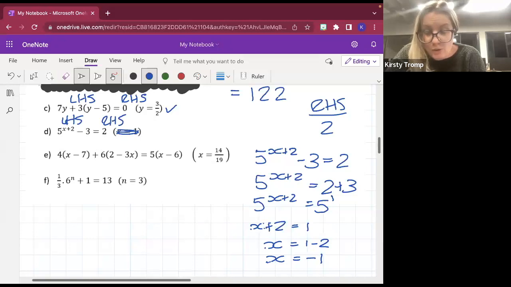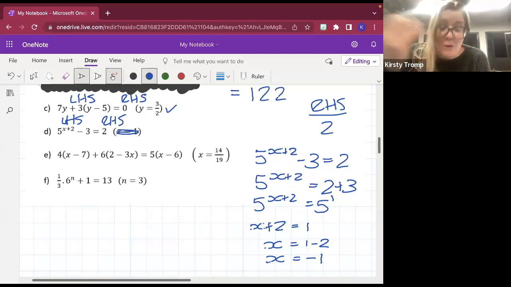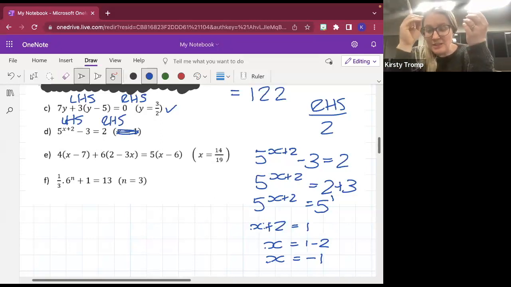Okay, so now, what do we know? We know that if it's just 5, then what's the power of 5? It's going to be to the power of 1. Now, the moment that I have the same base, I've got 5 to the power of x plus 2 equals 5 to the power of 1.